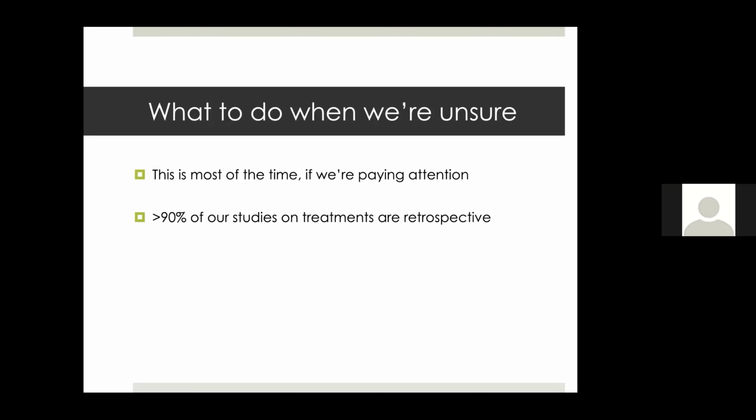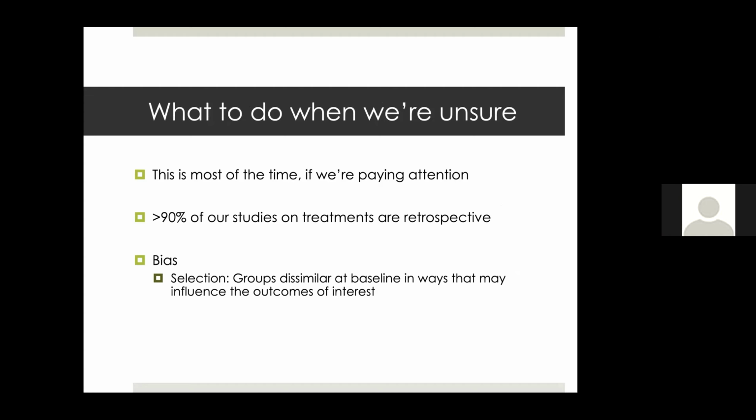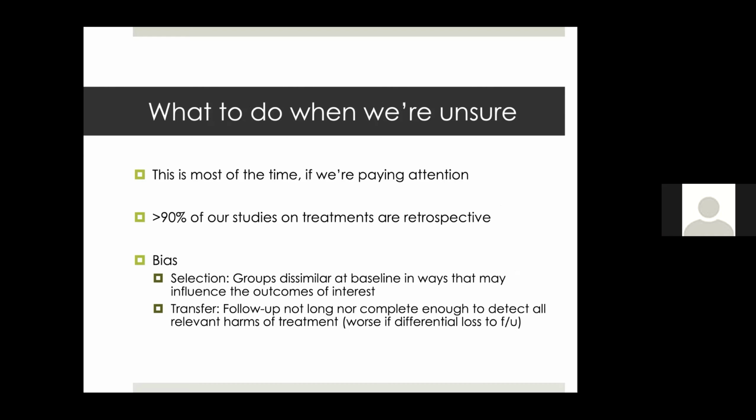Most studies, in fact, more than 90% of studies in leading orthopedic journals on treatments are retrospective. Retrospective studies characteristically have the same kinds of bias. Selection bias is where the groups that you may be comparing are dissimilar at baseline in ways that can influence the outcomes that you care about. Transfer bias is the issue of follow-up not being sufficiently long or complete to detect all of the relevant harms of a treatment. It's even worse if there's differential follow-up between the groups you're comparing.